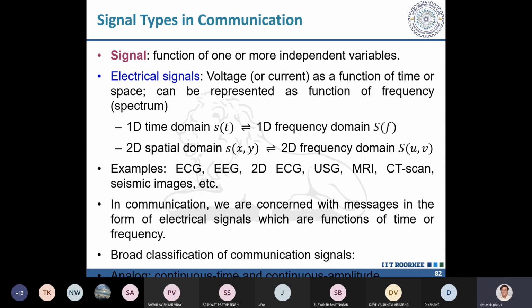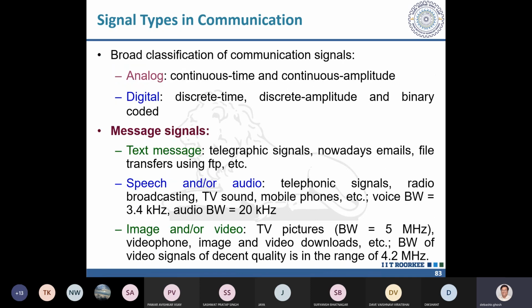But in communication, we are not concerned about all this, ECG, EEG, and all these things, right now. What we are concerned about is basically the message signals. We are talking about message signals. Now, these message signals are broadly of two types: analog, continuous time and continuous amplitude, which we were talking about till now. And the other one is the digital signal, which is discrete time, discrete amplitude, and binary coded. So that we'll talk about afterwards. What is a digital signal?